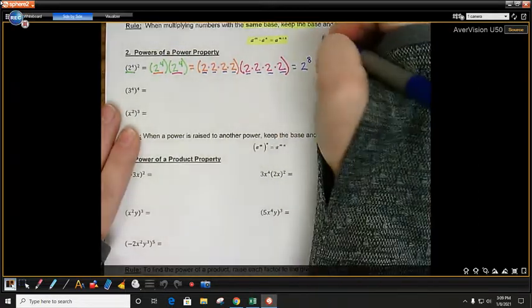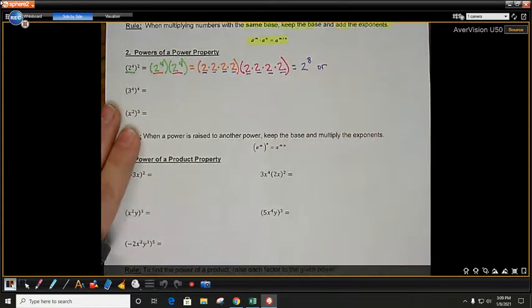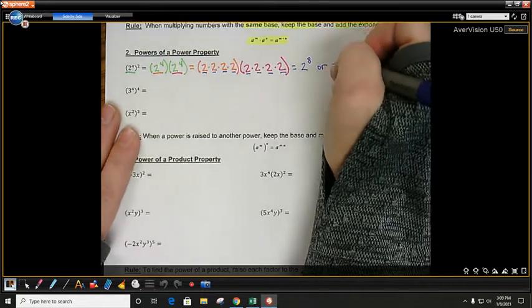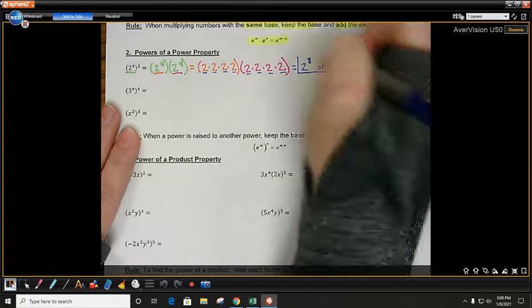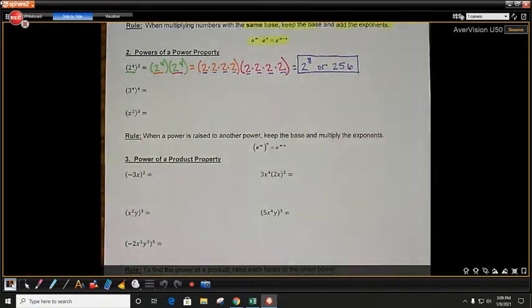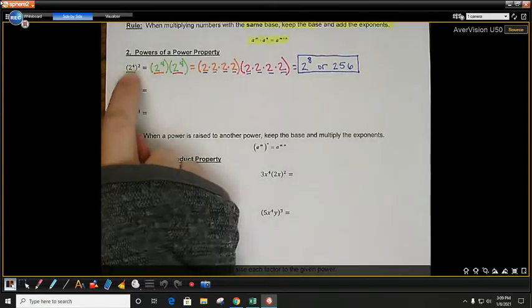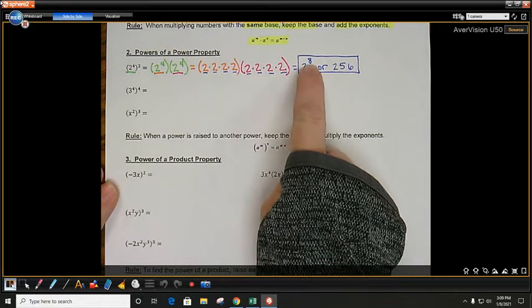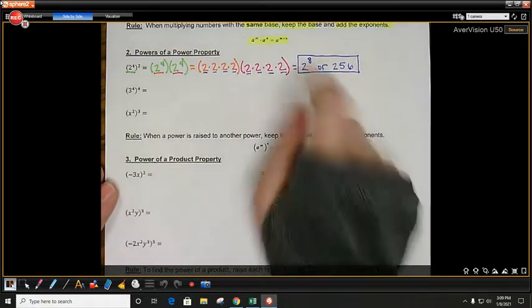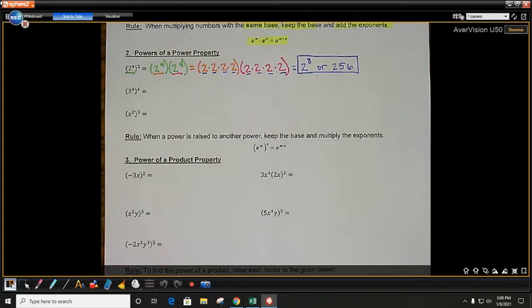That's a correct answer, or you can actually state what 2 to the 8th power is, which is 256. Either of those answers are acceptable. Okay. Notice here, 4 plus 2 doesn't give me 8. It gives me 6, which is not my answer because we are doing a different rule. We're going to have a different property, a different rule for this one. So let's look at the next one.